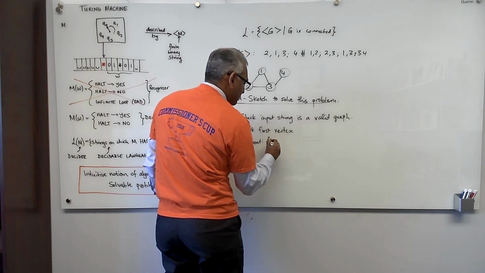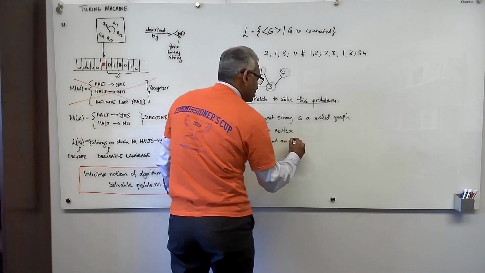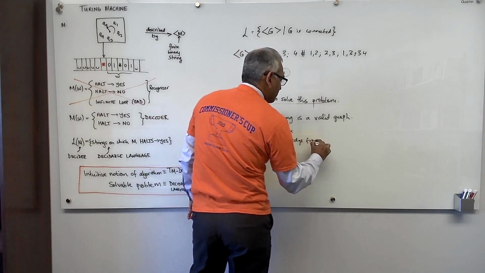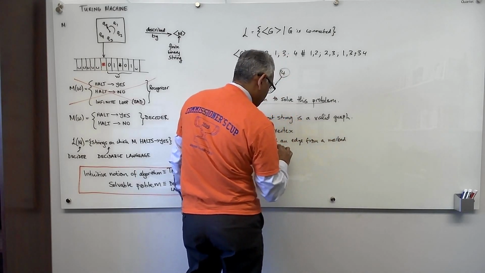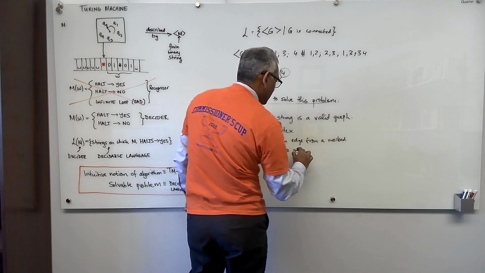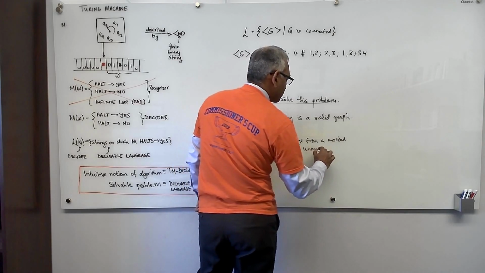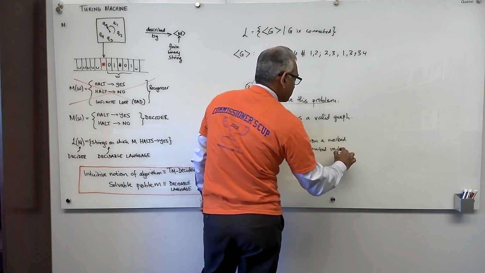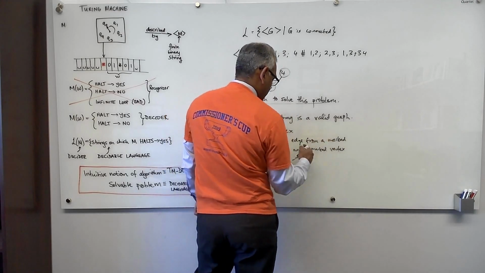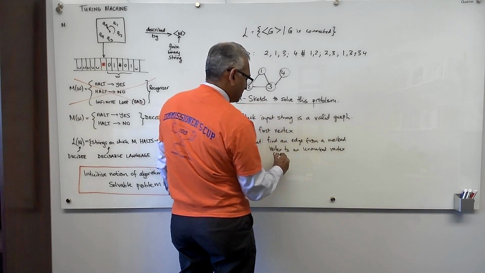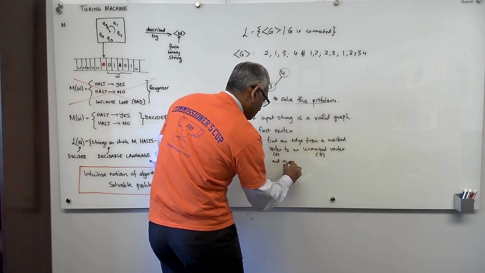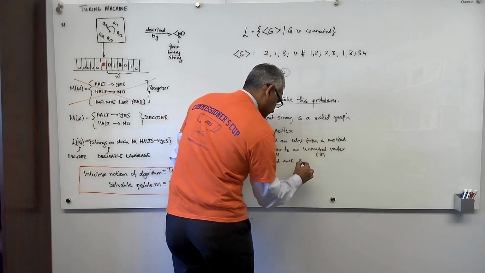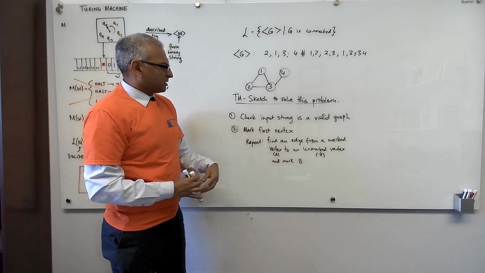Find an edge from a marked vertex to an unmarked vertex. So let's call the marked vertex A and the unmarked vertex B, okay, and mark B.